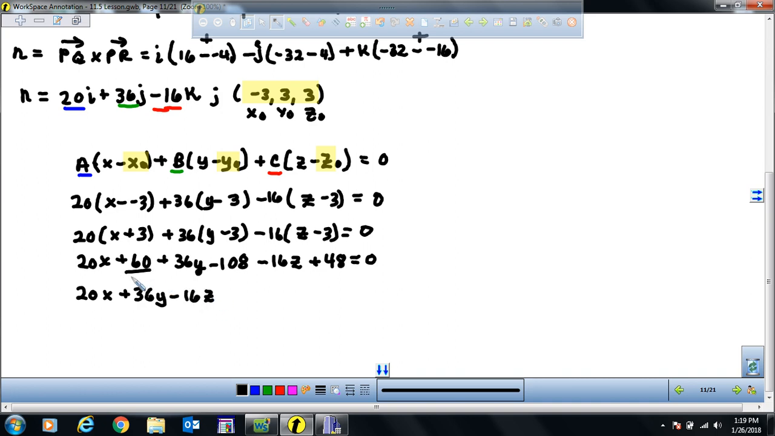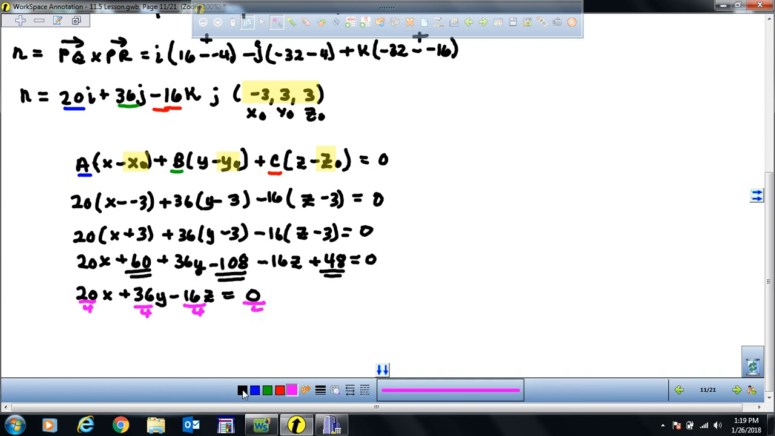Combine the constants, so it would be 60 minus 108, that would be negative 48 plus 48, that would be 0. So this is the equation for the plane. And what we can do is reduce it. You see that all of them can be reduced, so I can divide everything by 4 to make this plane a little simpler.